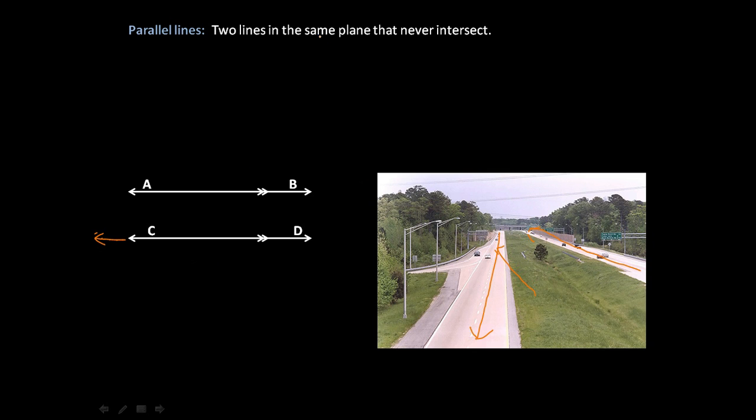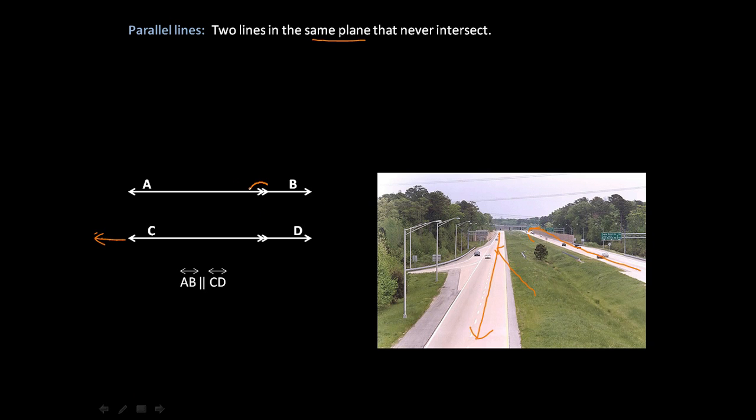Now, what's this business about them being in the same plane? Well, basically the same plane just means that as long as they're on the same piece of paper, they're not going to cross. Because you could technically have two different planes with two lines that aren't really parallel, that are never going to cross, but we really don't talk about that much. So the idea is that if they're on the same piece of paper, these two lines will never cross, and they're parallel.